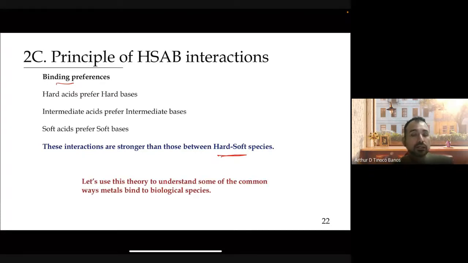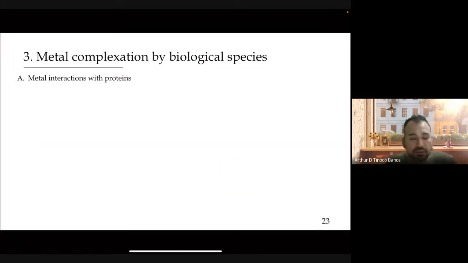All right, so let's use this theory to understand some of the common ways metals bind to biological species. We're going to just get a beginning insight into this. So we're going to focus, in a very simple way, on metal complexation by biological species.